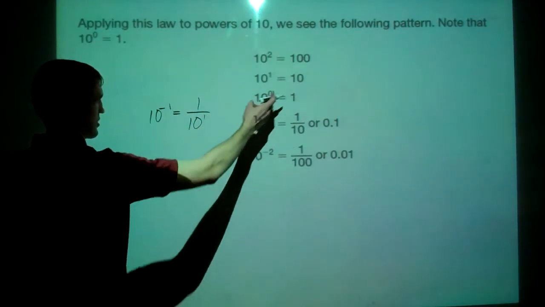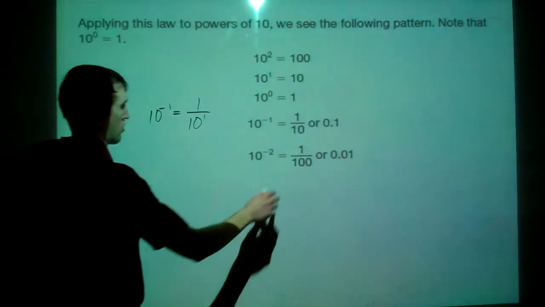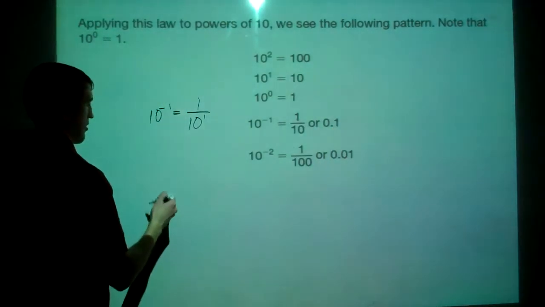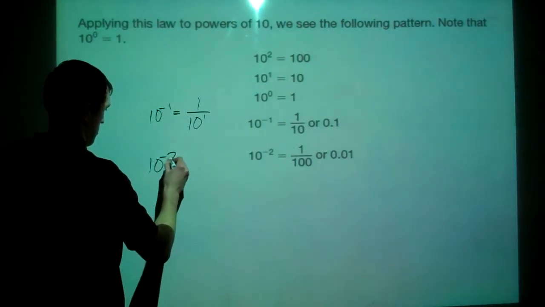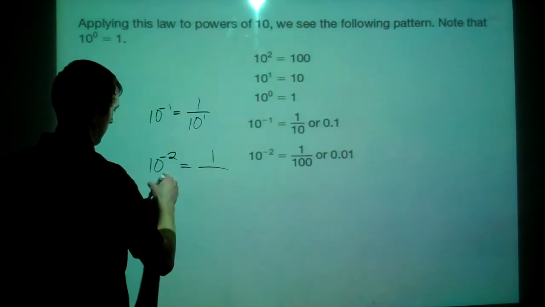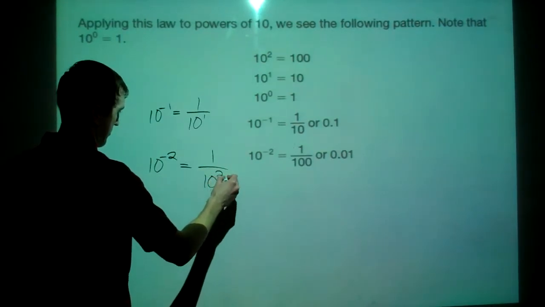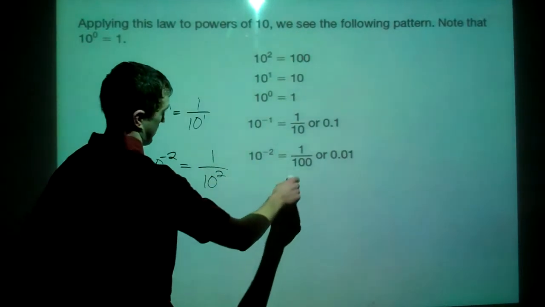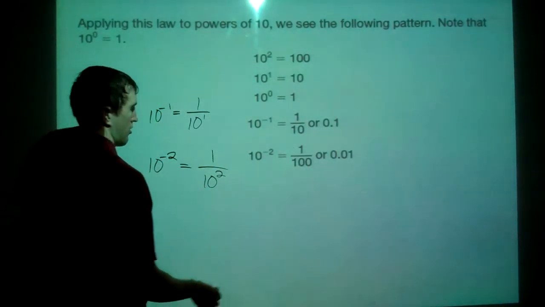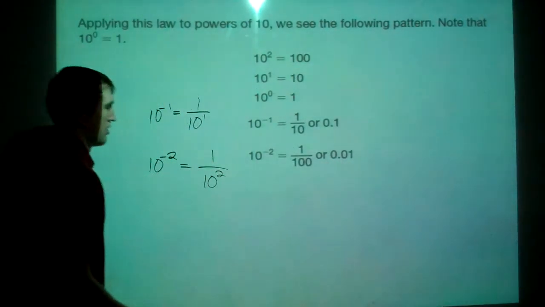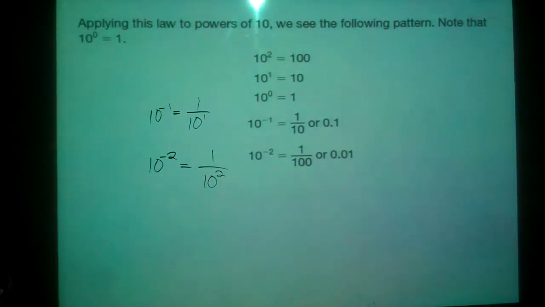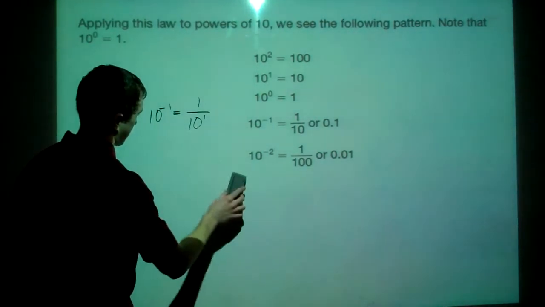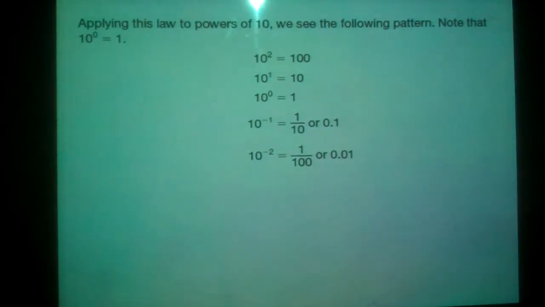10 to the first is just 10, so we get 1 over 10, or 0.1. 10 to the negative 2 equals, we're going to bring this down but turn that to positive, and that is 1 over 10 to the second, or 10 times 10 is 100, so 1/100th, or 0.01. So we see that we're getting smaller numbers as we go down the line with 10, when we change the exponent into a smaller number. Alright?